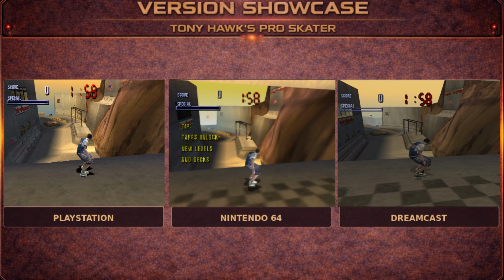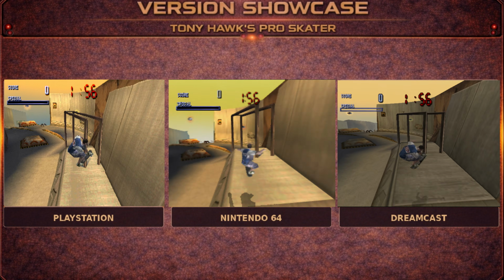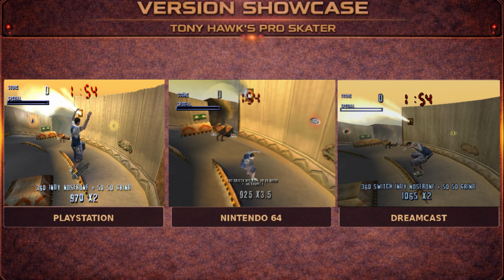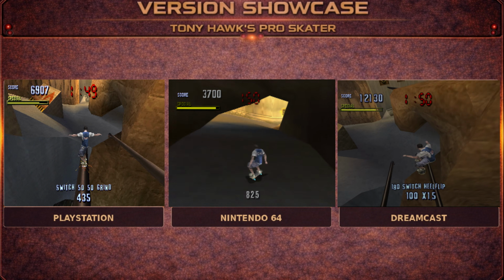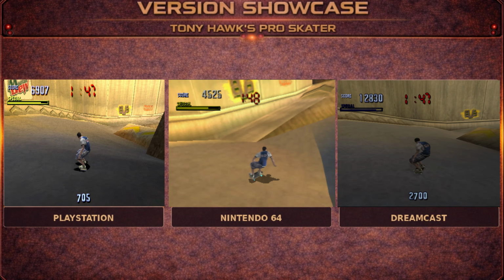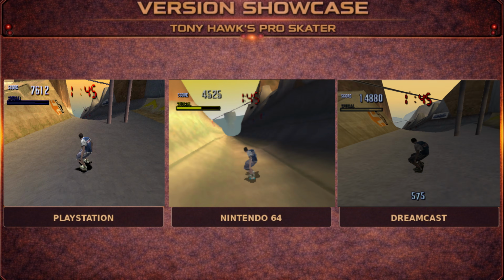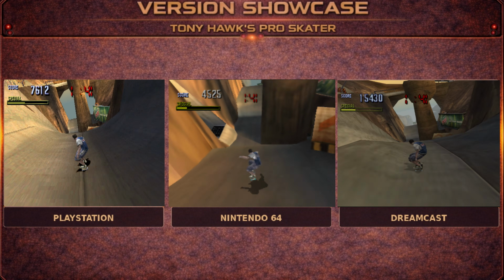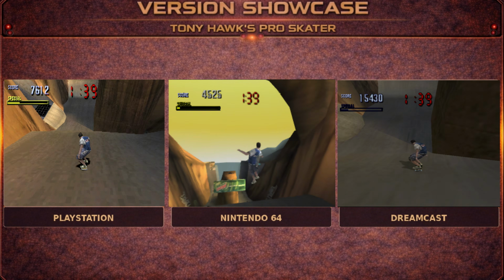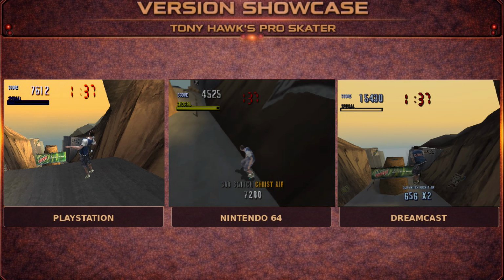That's what makes this comparison fun. All three of these are still Tony Hawk's Pro Skater, but they're not exactly the same. And once you line them up side by side, you notice way more than you ever did back then. The PlayStation version is the classic. The Nintendo 64 version is the interesting alternate version. And the Dreamcast version is the one that feels like a real upgrade.